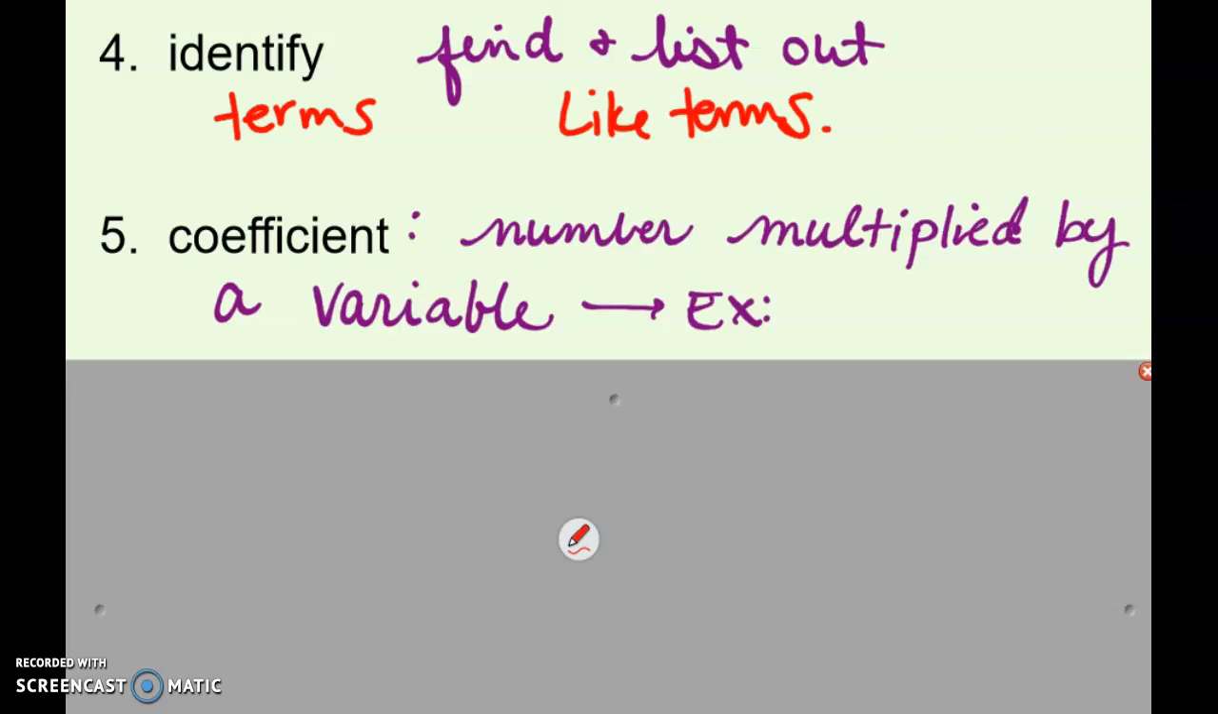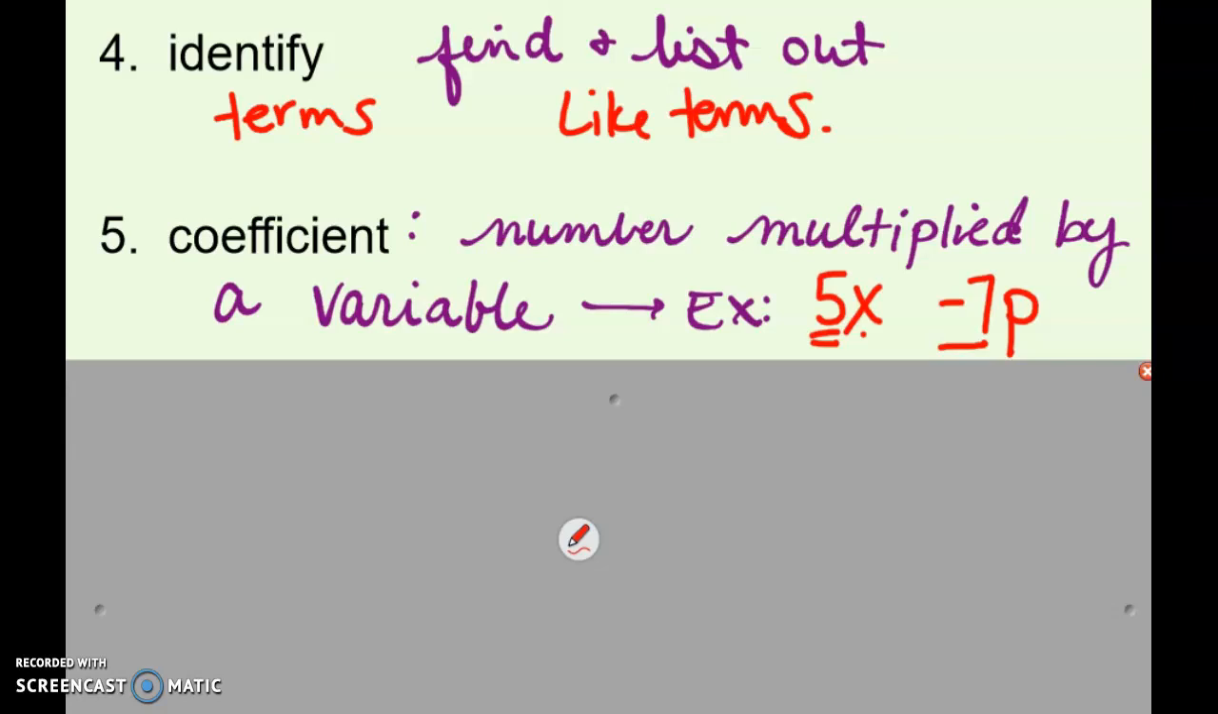Okay, the next vocab is coefficient. It's kind of a big word, but that just means the number multiplied by a variable. Okay, so if I'm looking at a term like 5x, the number that gets multiplied by that variable, by the x, is 5. So the coefficient is 5. Or negative 7p. Well, the number that's being multiplied by that p, or in front of that p, is negative 7. So negative 7 would be the coefficient.